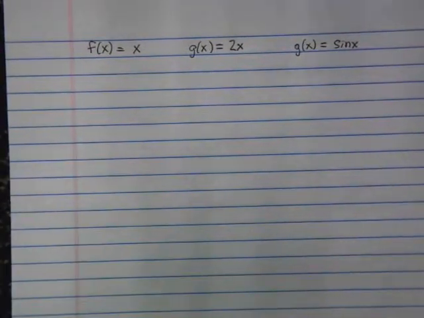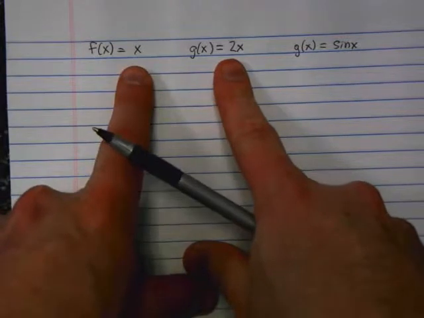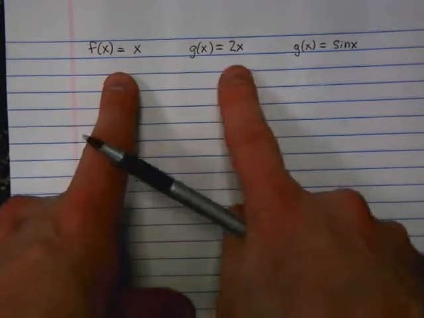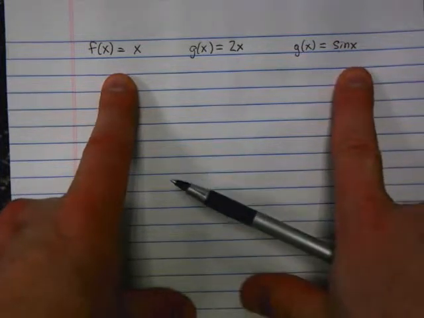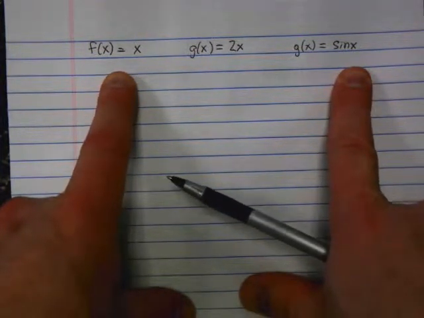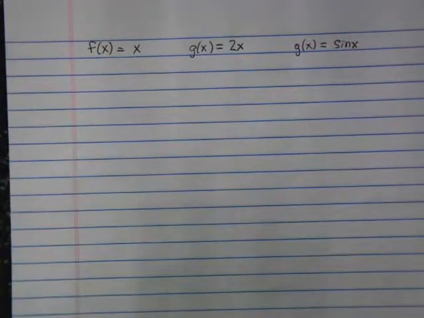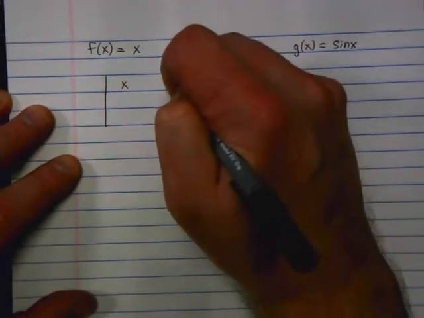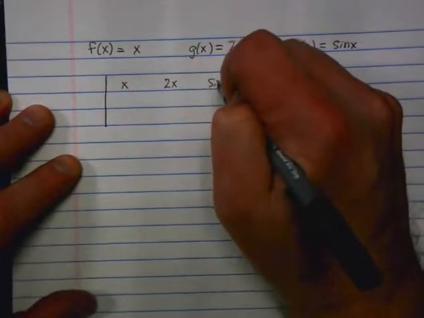All right, so clearly these 2 by themselves are linearly dependent. But what can we say about all 3 of them put together? Are they linearly dependent or linearly independent? How do we tell? We take the Wronskian. All right, so our Wronskian will be the determinant of, we'll have x, we'll have 2x, and we'll have sine x.